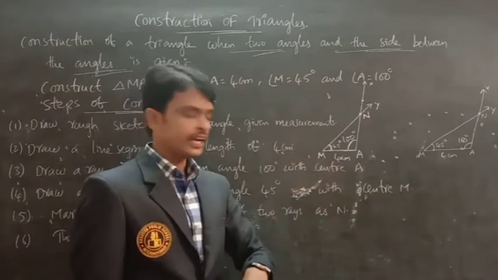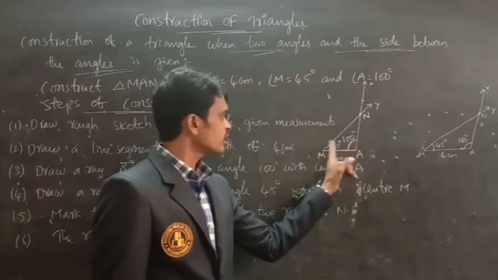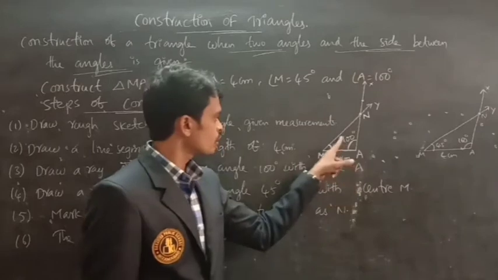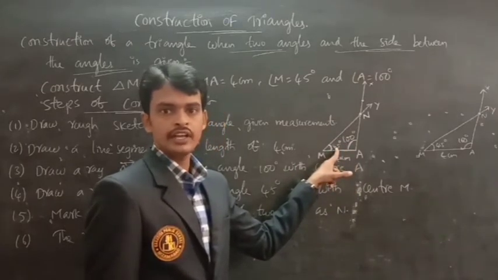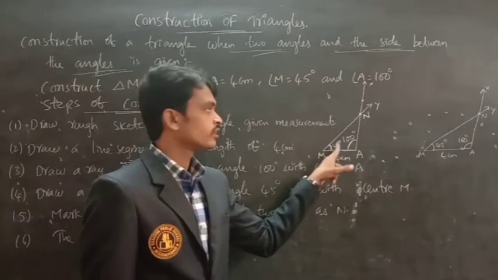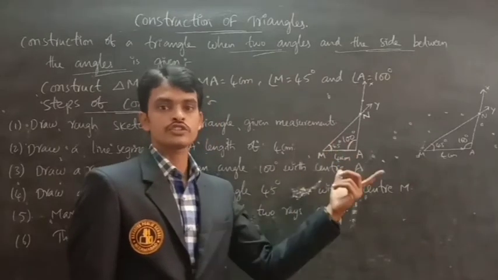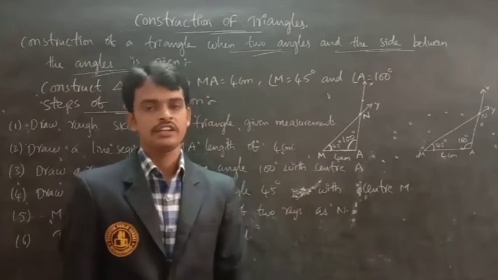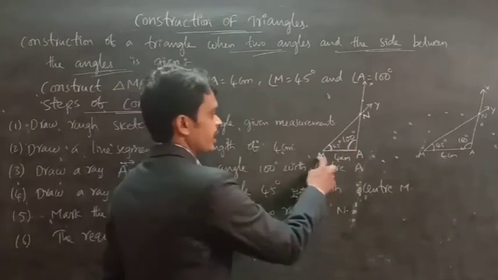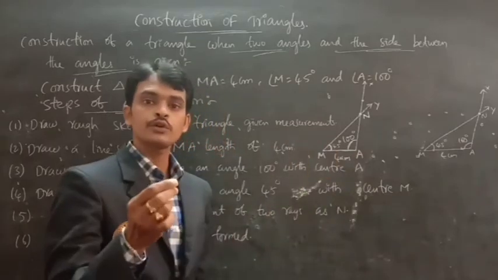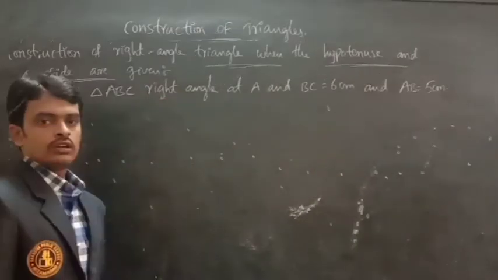So we know that the sum of three angles is equal to 180 degrees. So 100 plus 45, how much? 145. Then the remaining is how much? 35 degrees. Then it is equal to 180 degrees. So one angle is an obtuse angle. Then triangle MAN is an obtuse angle triangle.